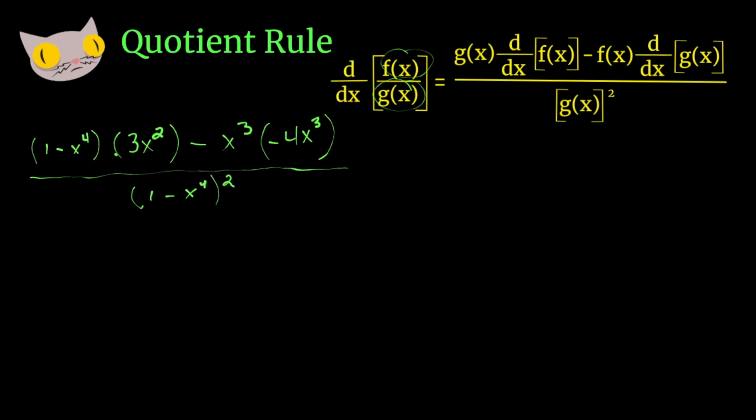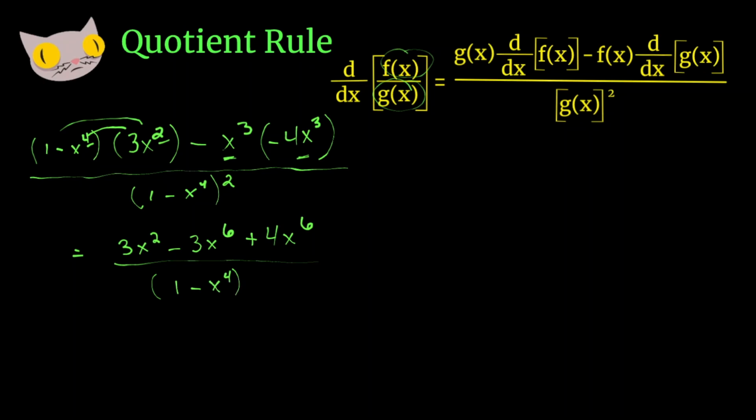Now let's go ahead and simplify this. So let's distribute our 3x squared into each one of these terms. So we have 3x squared minus 3x to the sixth power, because when you're multiplying exponents like we're doing here, you're just going to want to add these together. Now let's multiply this side. So we have negative x cubed times negative 4x to the third power. This is going to give us positive 4x to the power of 6. Again, we have two terms with exponents, so we're just going to be adding the exponents together. And that's going to be all over 1 minus x to the fourth power squared.